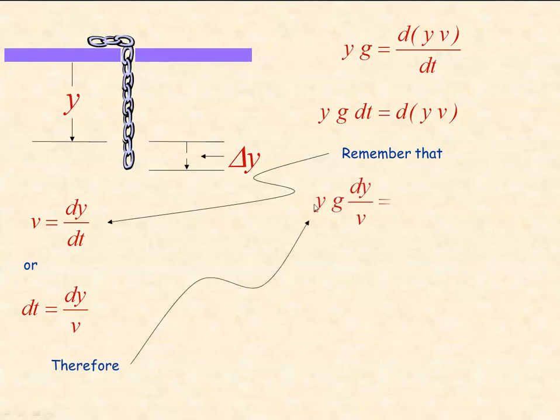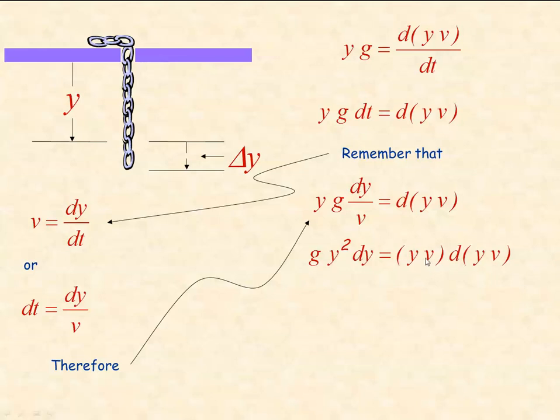So what happens then is you get yg, and you're going to have dy over v equal to d of yv. Now, if you multiply through by yv, you're going to end up with a yv over here on this side, and then a y dy right here. Let's see, is that going to come out right? We're going to get a y squared dy right there. Okay. So you get g y squared dy equal to yv d of yv. So this becomes easy to integrate over here.